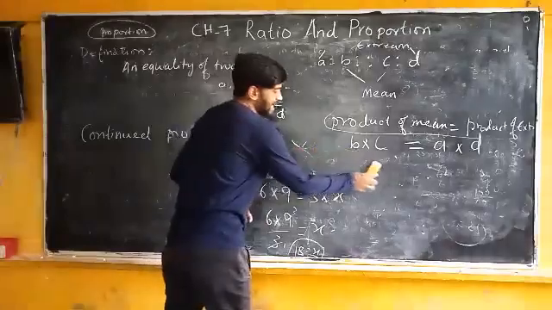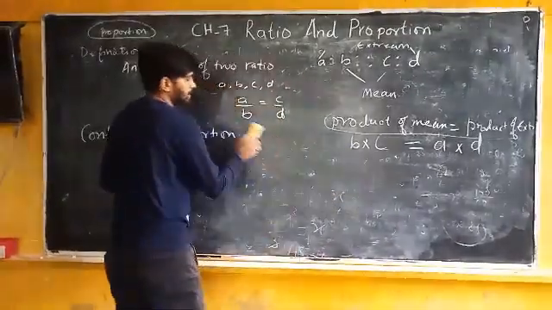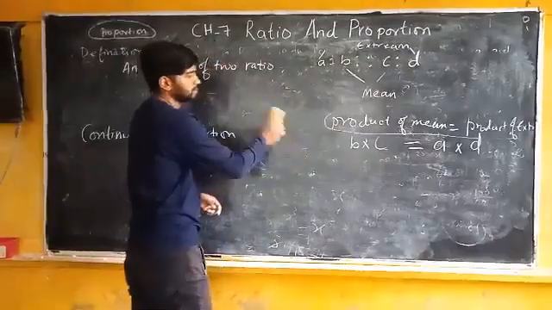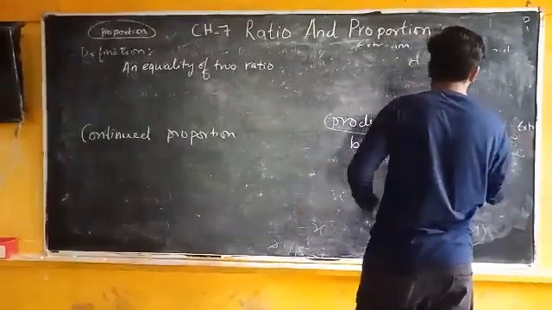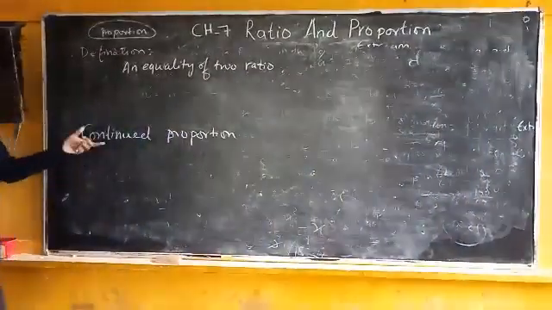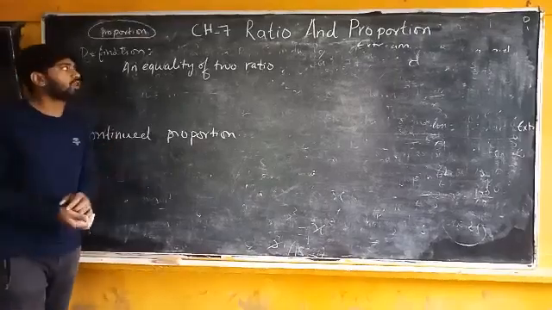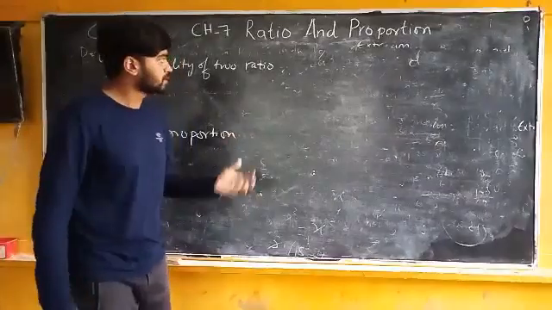Now we'll extend our knowledge, and in this chapter we'll also study the second heading. Can you read the second heading? What does it say? Continued proportion. Continued proportion is different from simple proportion. How is it different from simple proportion?